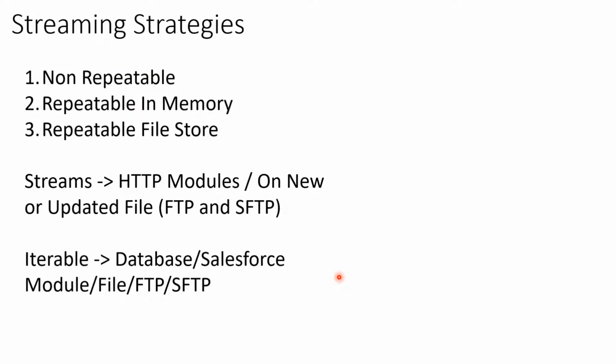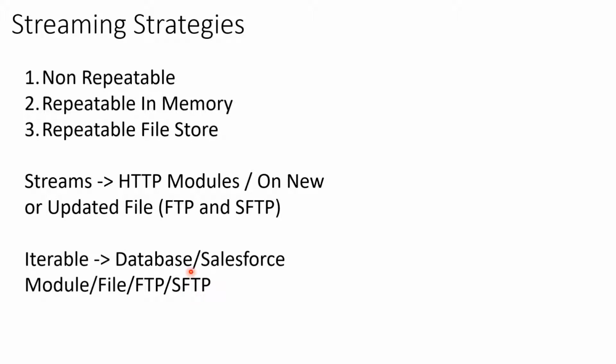Now let's understand what are the different streaming strategies available in Mule. First is the non-repeatable stream. Then you have something called repeatable, and repeatable has two types, that is in-memory and file store strategy. One more point to note is that stream objects are returned by HTTP modules, operations, and on new or updated file of FTP and SFTP module. Whereas iterable is returned by database, Salesforce, file, FTP, and SFTP. So for FTP and SFTP, only new or updated file return stream. Other than that, all other operations return iterable.